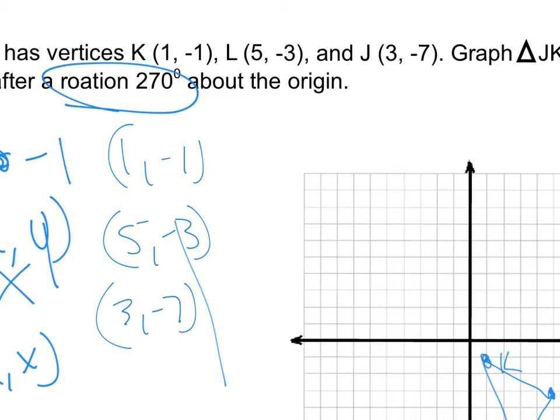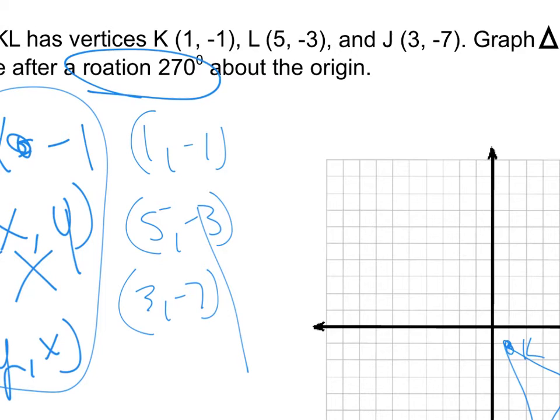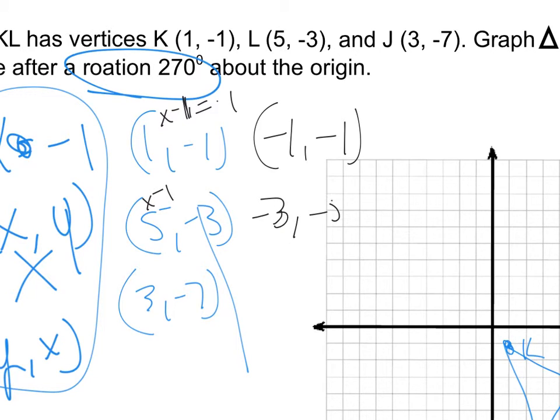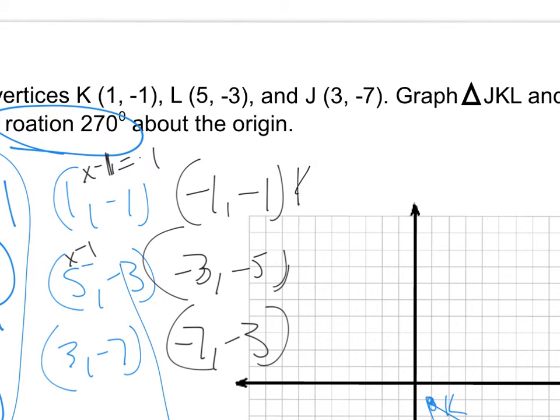Remember, multiply x times negative 1 and then switch them. So what I want to do is this. X times negative 1 gives me negative 1, and then switch. So this will be negative 1, 1. This is going to be negative 3, 5. And this is going to be negative 7, 3. So here are my new points, the new K, L, and J.